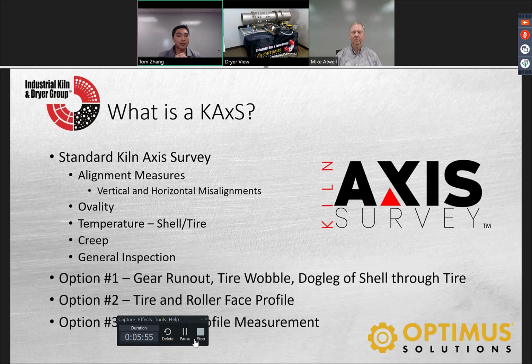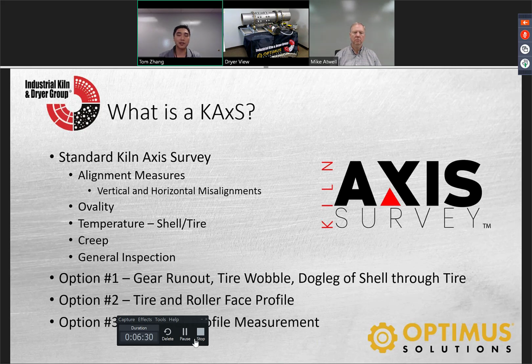We have different options, option 1, 2, and 3. These are add-ons that you could have, and these are specific problems that you may want to see, solve, or show quantitatively. So, for example, option 1 is our package using our inductive distance measurement tool. It measures gear runout axially and radially, assuming we have access, tire wobble measures, and dogleg of the shell through the tire, or the crank of the shell through the tire, okay?